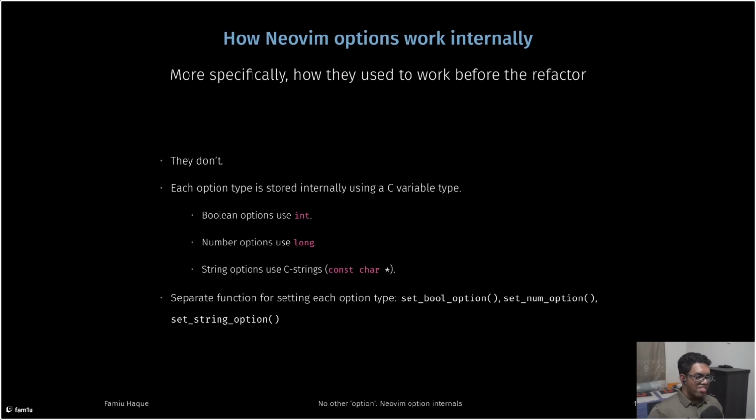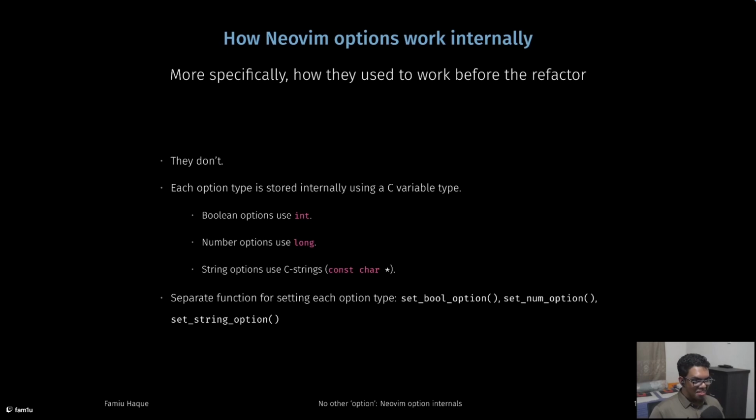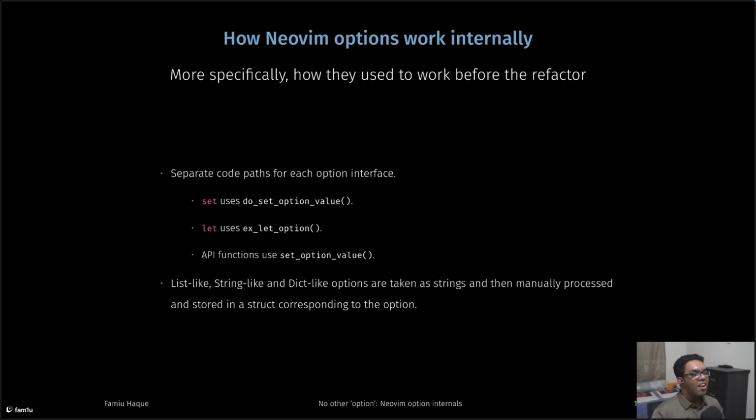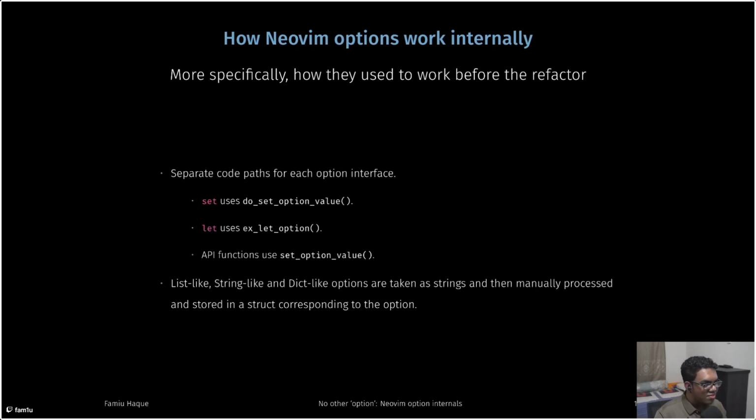And lastly, we have a separate function for setting each option type. Set bool option, set num option, set string option. These three, one for each type. You should understand what this does because, you know, we have three types, we should have three functions. Everyone loves code duplication, right? Everyone wants more of it, right? Yes, you do.